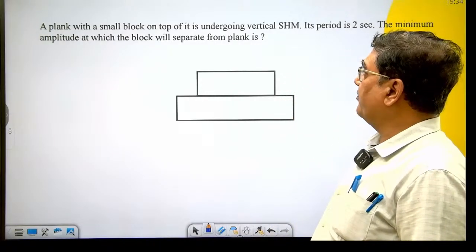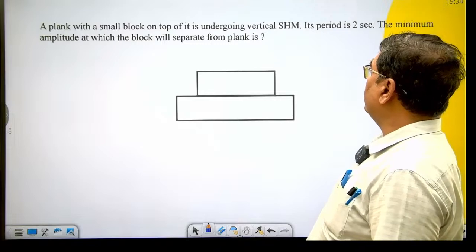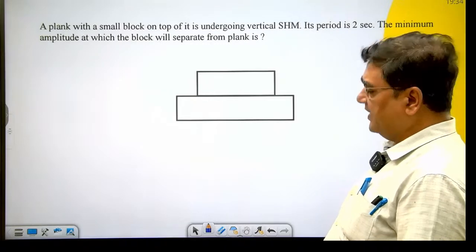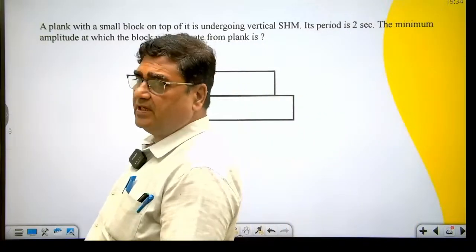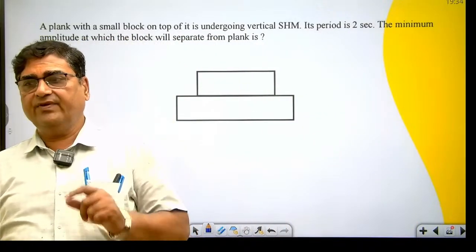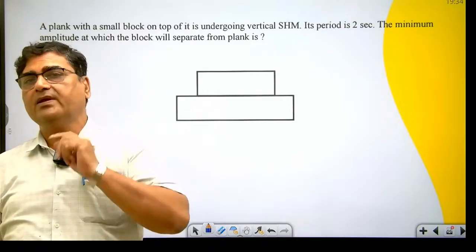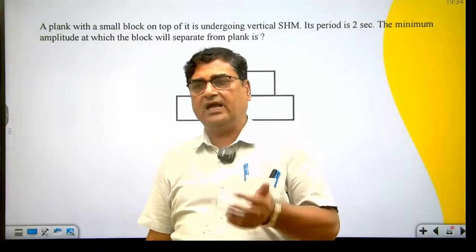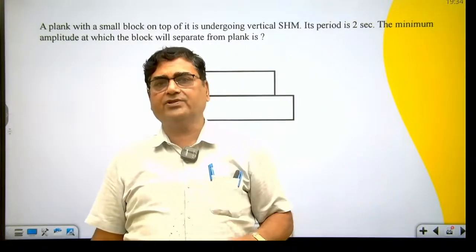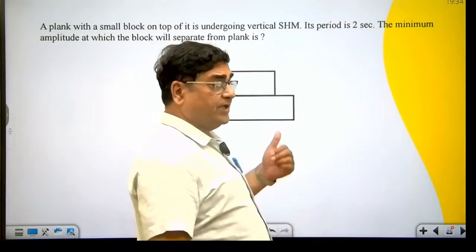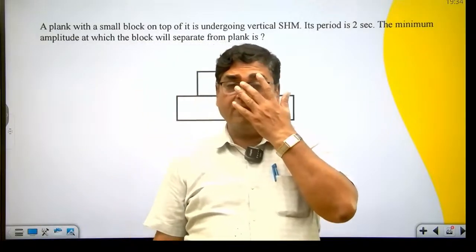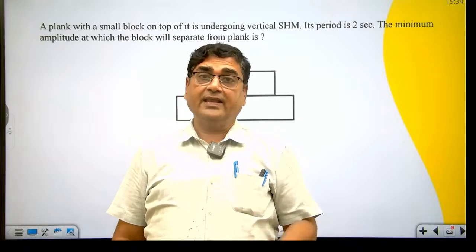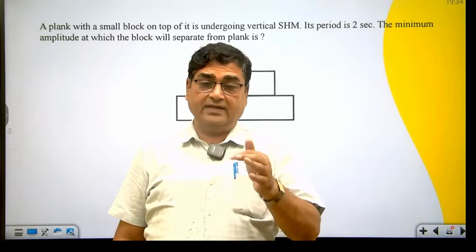A plank with a small block on top of it is undergoing vertical SHM. Its period is 2 seconds. The minimum amplitude at which the block will separate from the plank is? Dear student, the block will separate from the plank when the normal reaction exerted by the plank becomes 0. In case of SHM, everyone knows that the direction of acceleration always remains towards the equilibrium position. So in case of SHM, the block will leave the contact at the extreme position upside. In case of a lift, it leaves the contact at the downside.